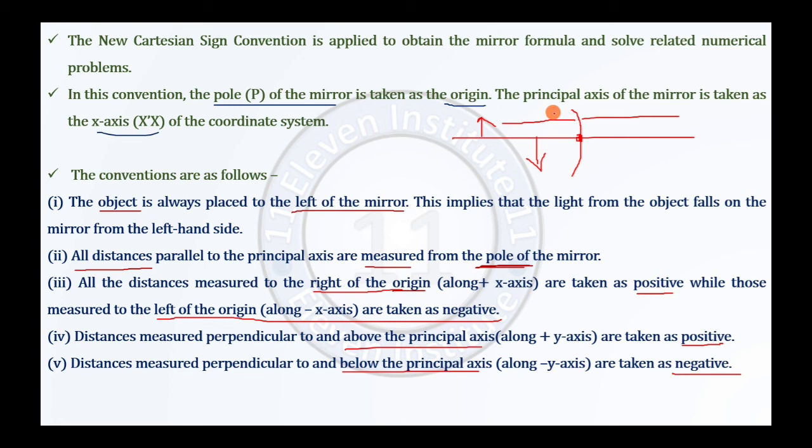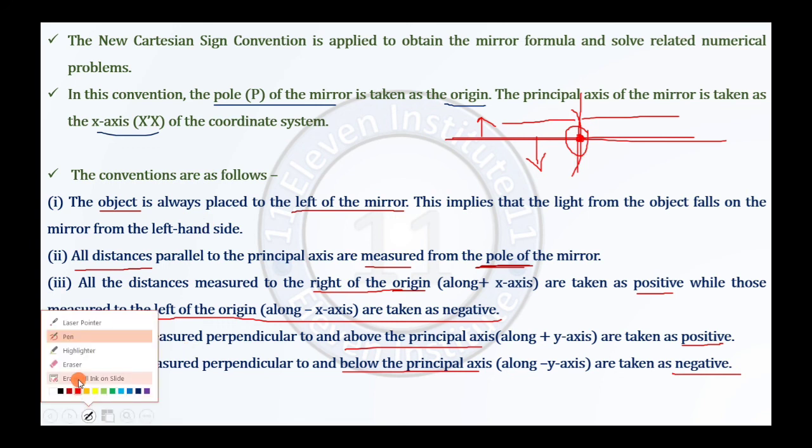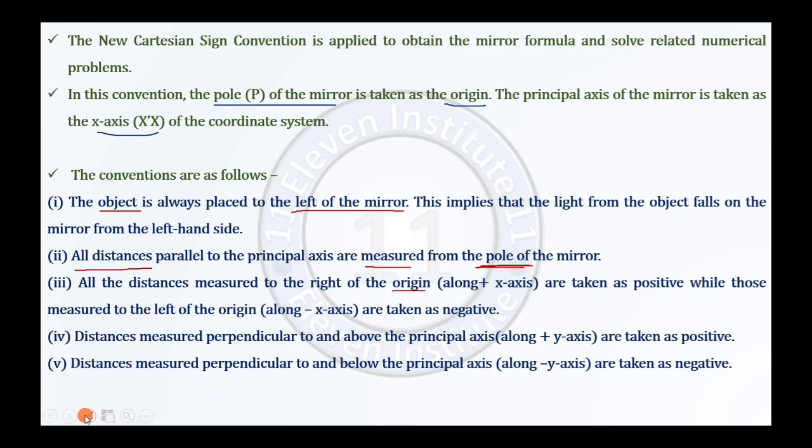Quite simple. You just have to think that this is the y-axis and this is the x-axis, and pole is your origin. That's it. And important thing is you have to always begin from the pole. So I hope this is clear to you. Now I request you to please pause the video and write this down in your CW.